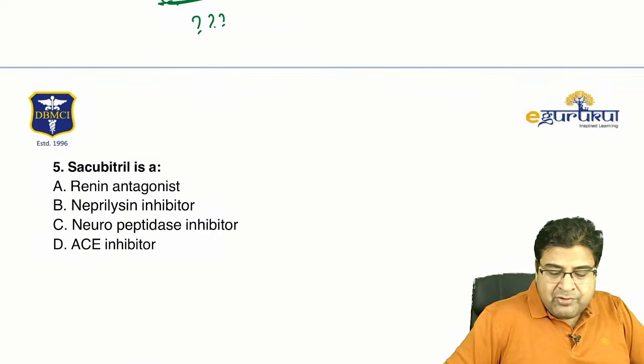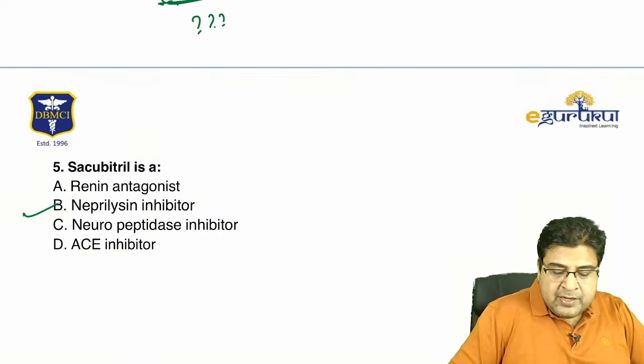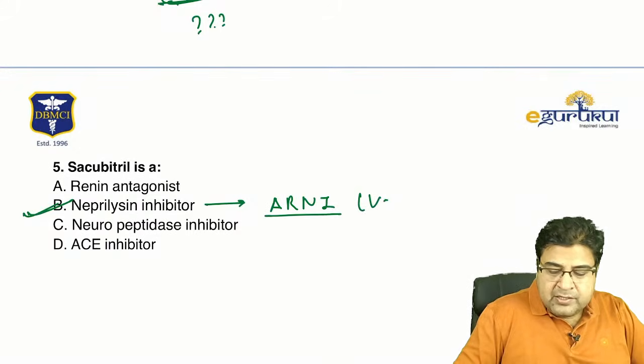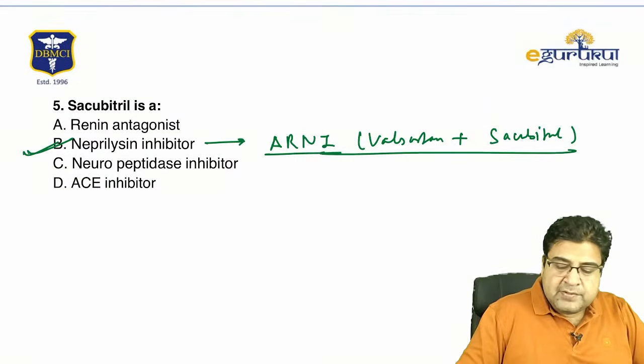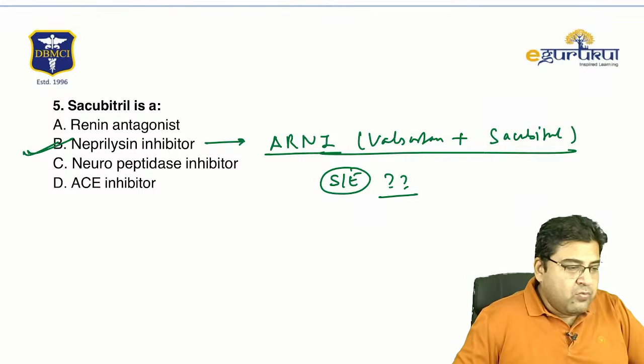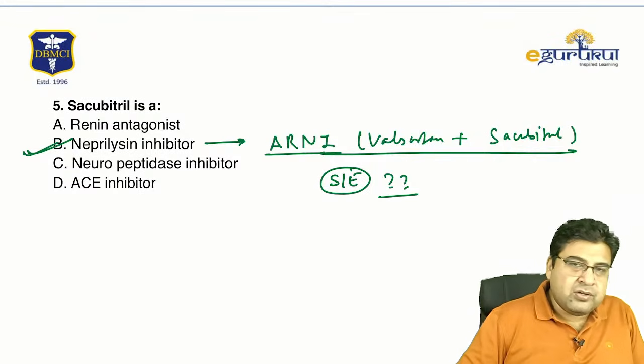Now, sacubitril, guys, we have covered. It's a neprilysin inhibitor, which is given as a part of ARNI. ARNI is a medicine that we have already covered. It is a combination of valsartan plus sacubitril. So, guys, here you have to tell me the important side effect of sacubitril. What is the important side effect of sacubitril?